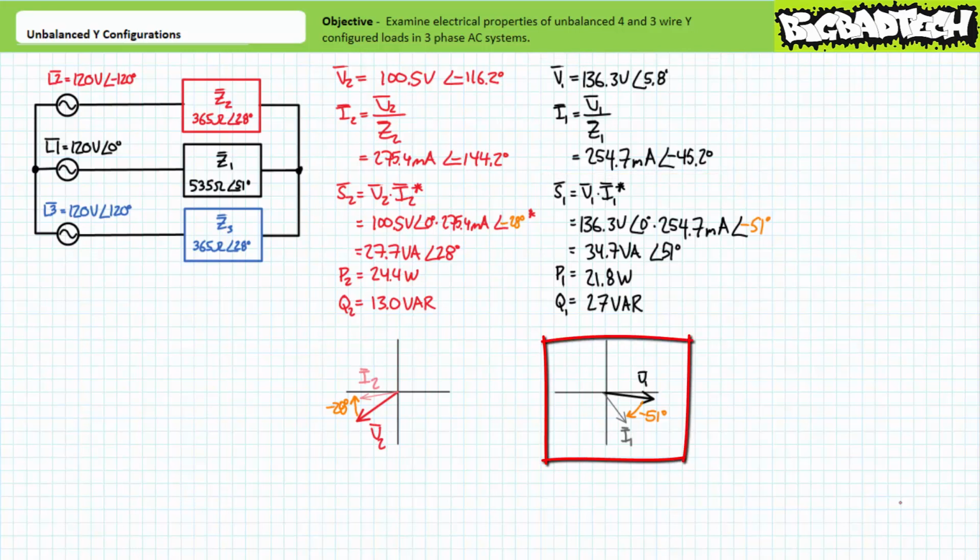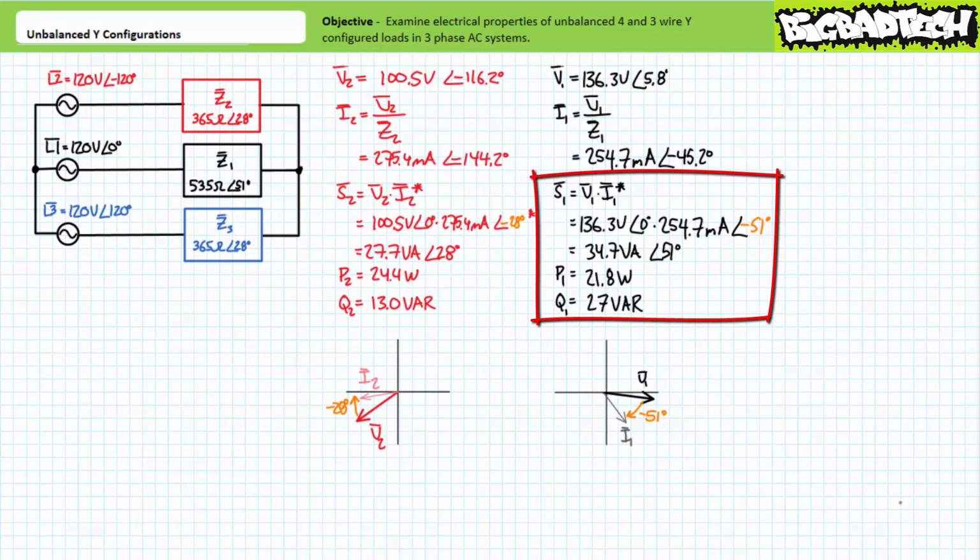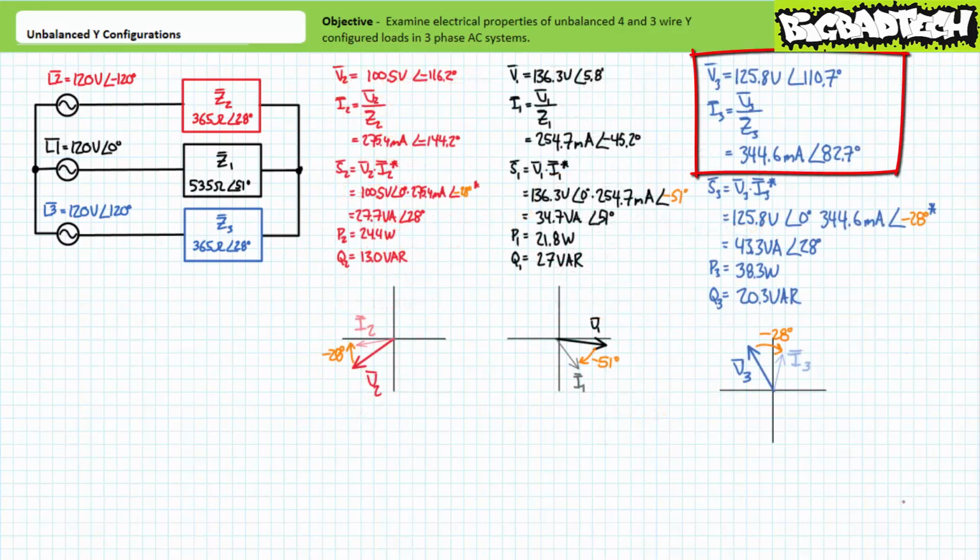A phasor diagram illustrates current lags voltage by a relative 51 degrees. Application of the AC power formula using only relative phase shift demonstrates load impedance Z1 experiences 34.7 volt amperes of apparent power, of which 21.8 watts is directed towards real power and 27 VARs is directed towards a reactive interchange. Finally, an application of Ohm's law demonstrates I3 will be 344.6 milliamperes at an angle of 82.7 degrees.